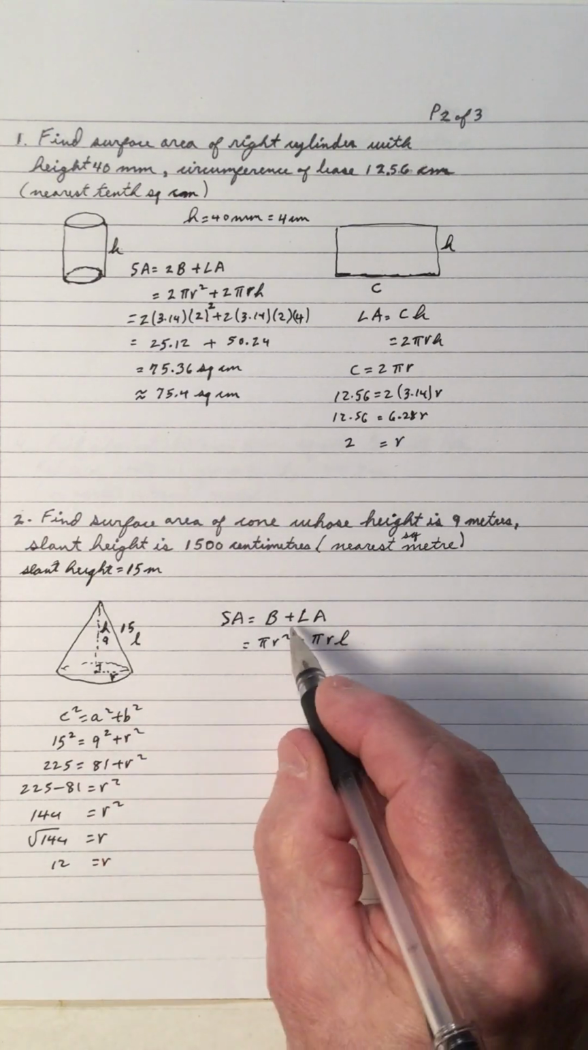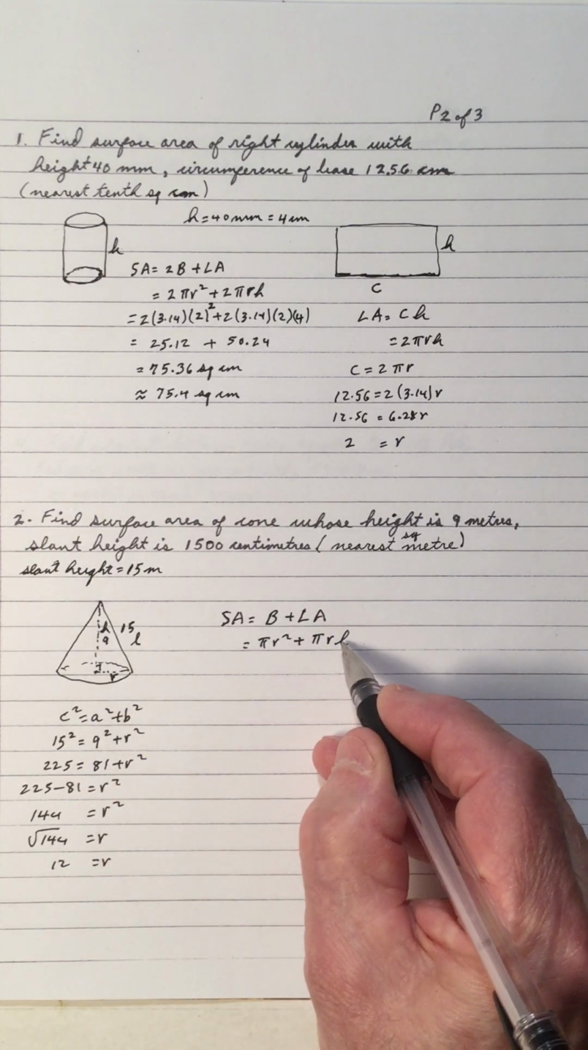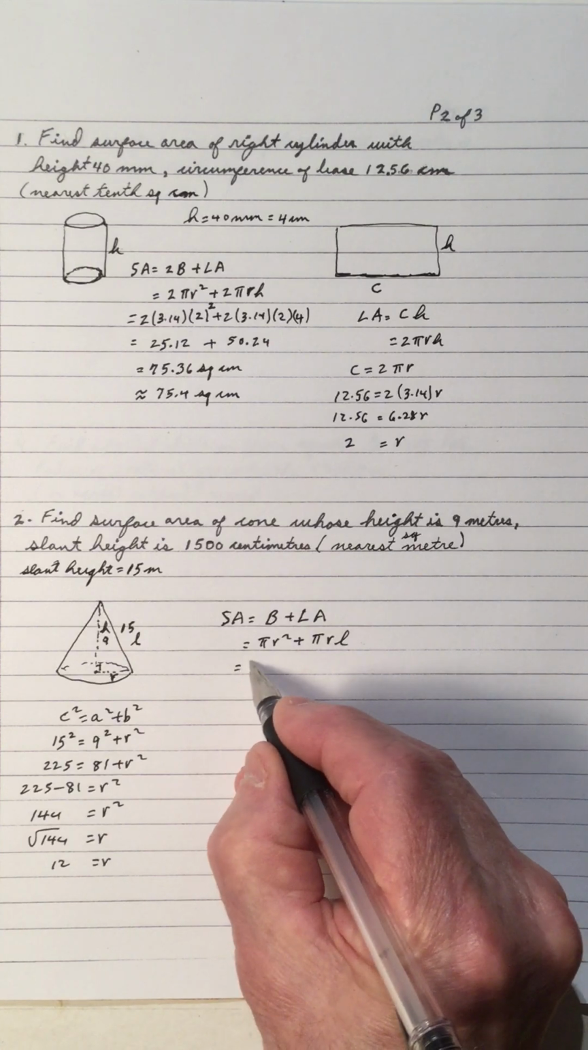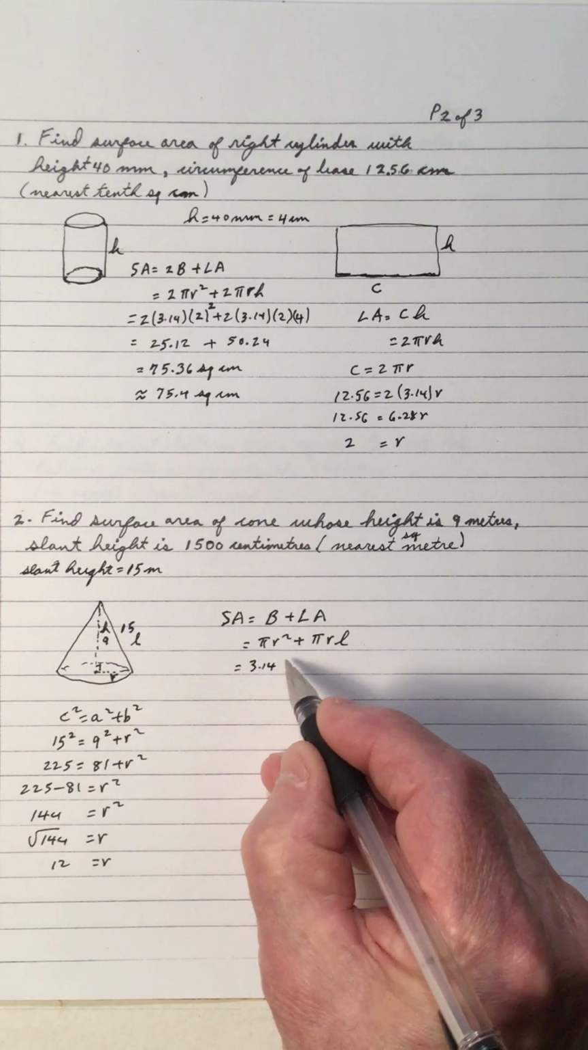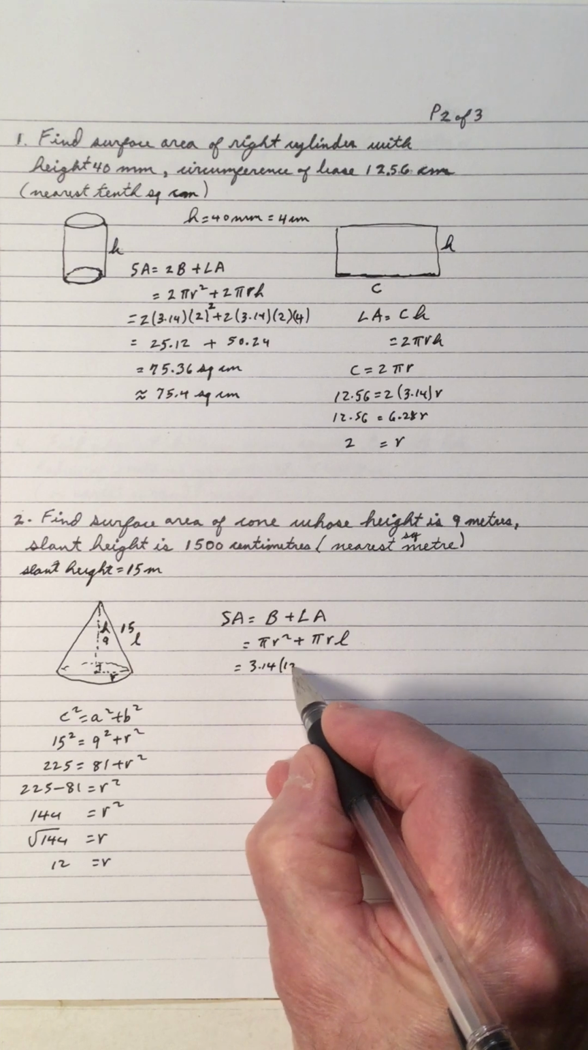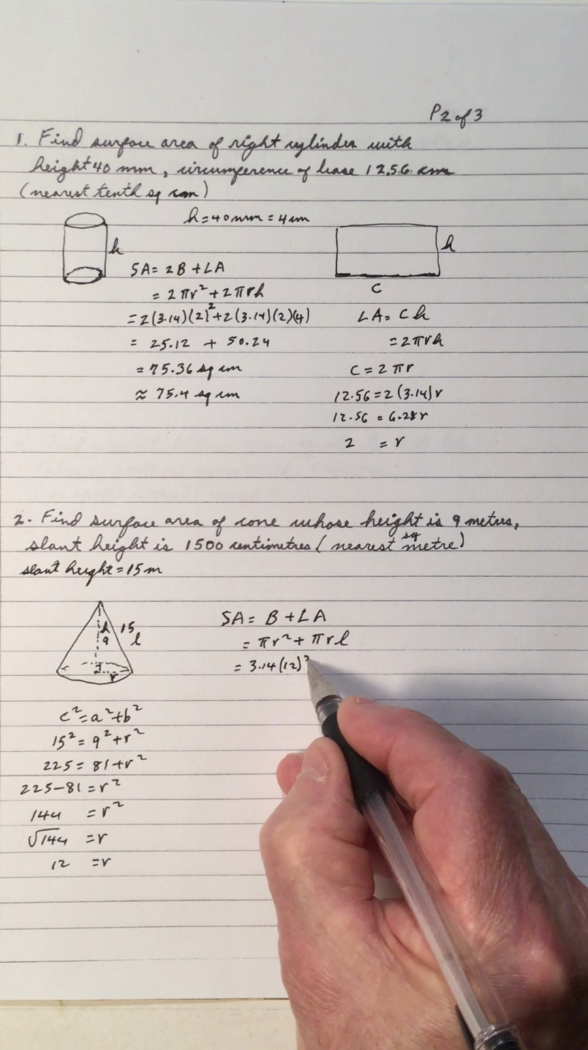So we have the radius of 12, and we have the slant height of 15. So we have pi, again 3.14, and the radius is 12, being squared.